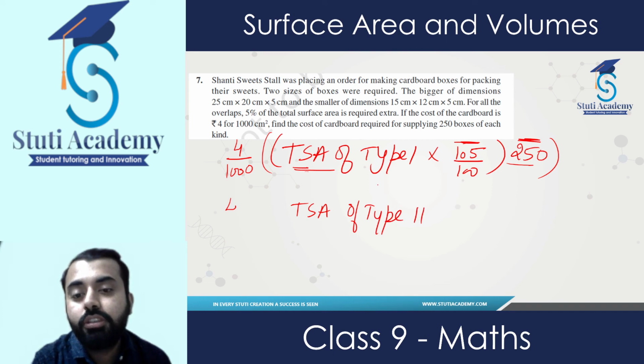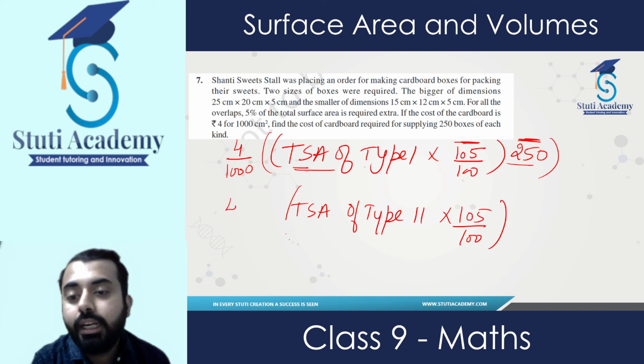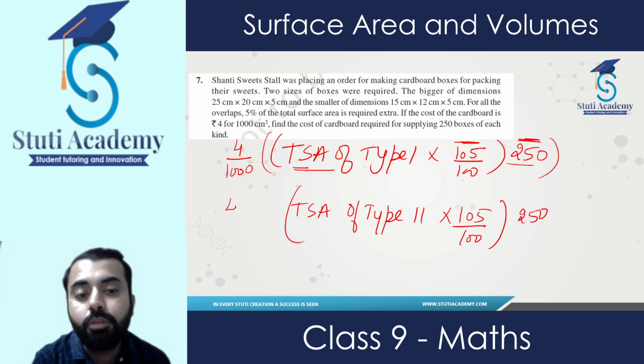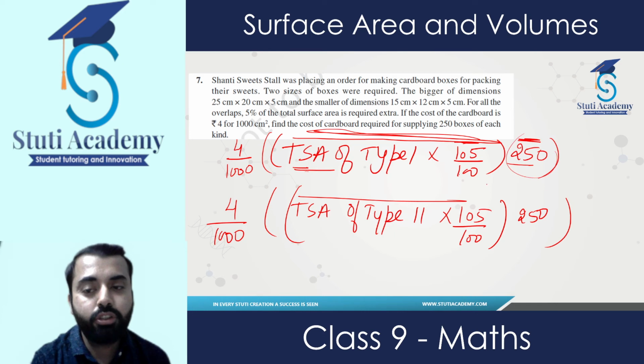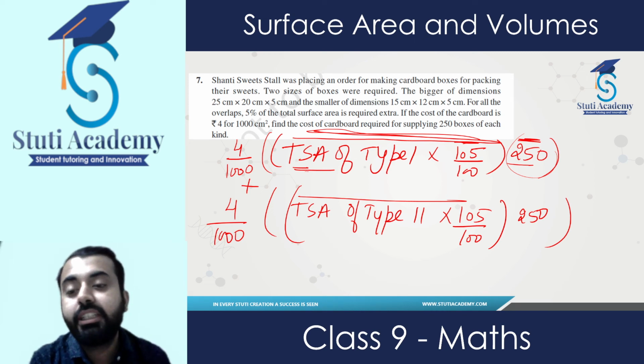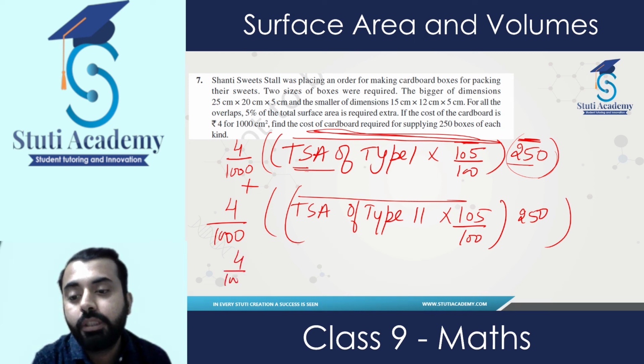Similarly, if I had my type 2, I found its TSA. Let's say TSA was this. I had to calculate its 5% extra, so I had to find out the total surface area of type 2. Then I had to calculate its cost as well. So ultimately what mattered was this. Since both terms were in addition, can I take the 5,000 common?